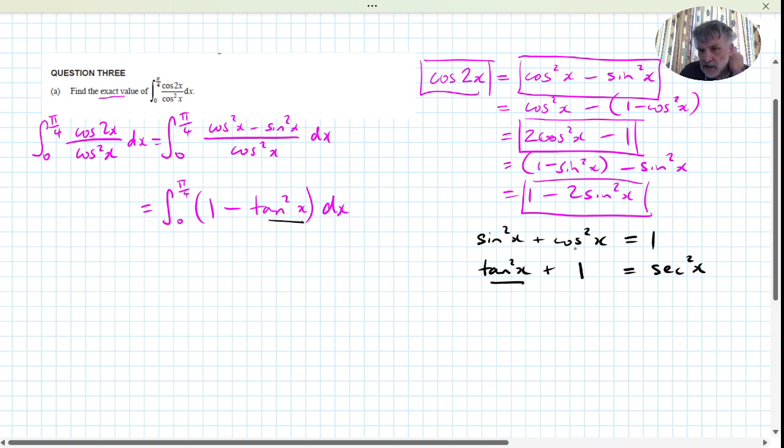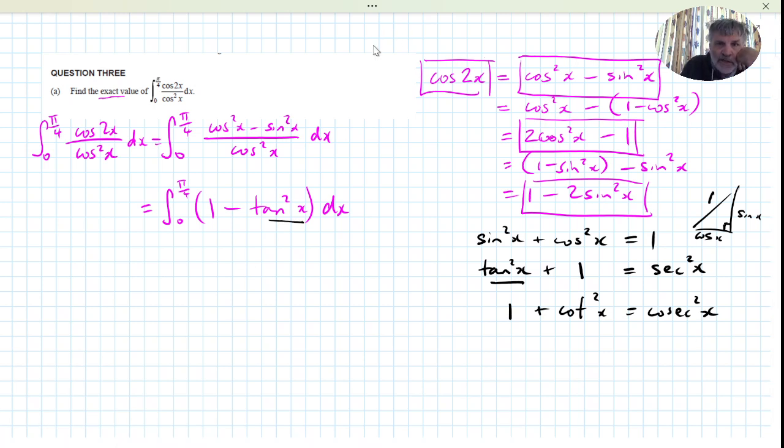These Pythagorean identities come just from a right angle triangle. If you've got 1 on the hypotenuse, you would have sine x here and cosine x here, right angle. And that's where the identities come from. If you divide this by sine squared, you get 1 first. Cos over sine is cotangent. Oops, try to write. And 1 over sine is cosec. So there are 3 identities that come up a lot and are very useful. So back to our integration.